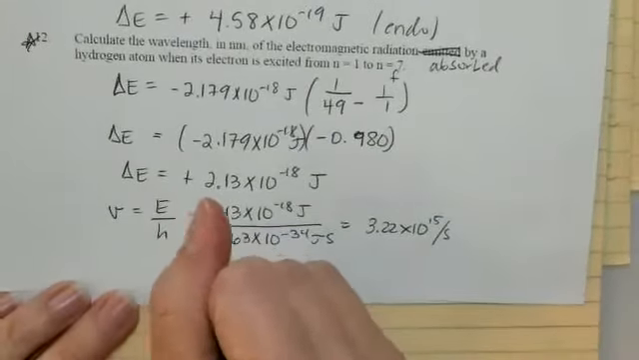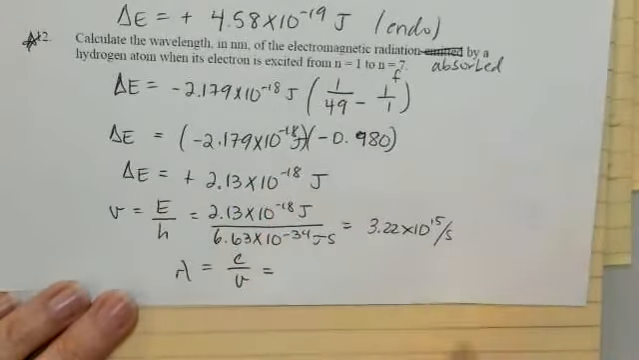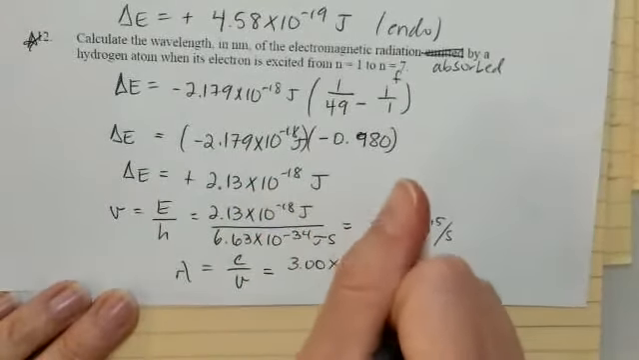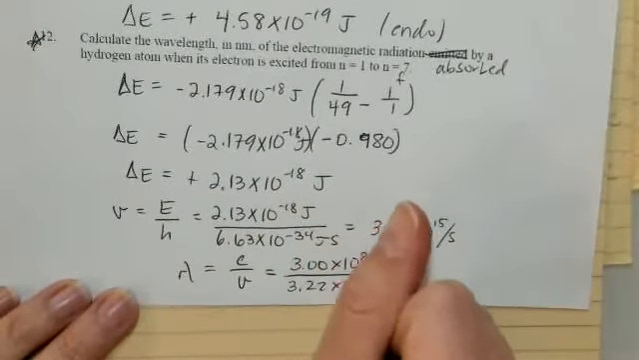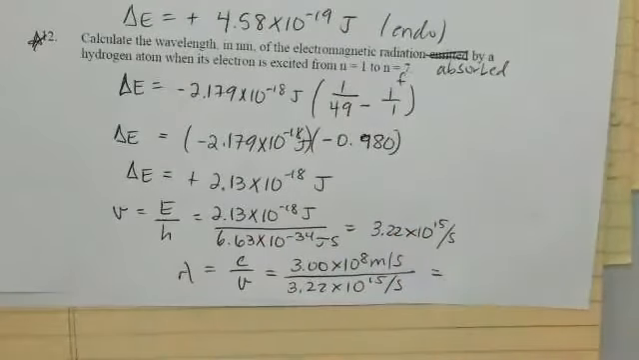And then to solve for lambda, I'm going to say c divided by my frequency. So 3 times 10 to the 8 meters per second for the speed of light, divided by 3.22 times 10 to the 15 per second. So cycles per second cancels out. And whoops, I did that backwards. Let me just type it in again. Hold on, sorry, I hit the wrong key. Okay, got that back. And then inverse times 3 times 10 to the 8.